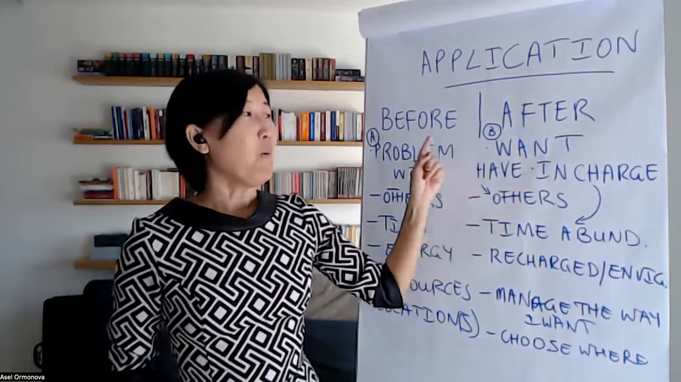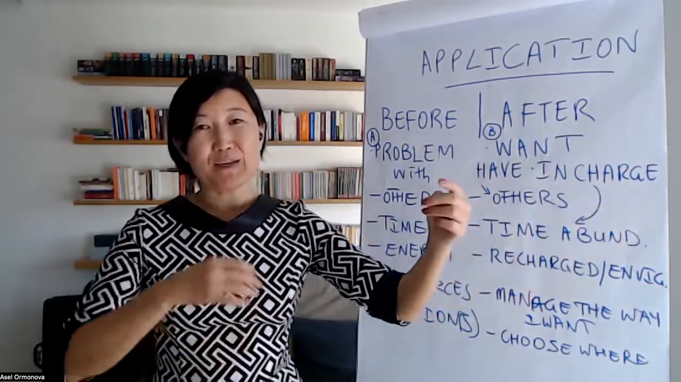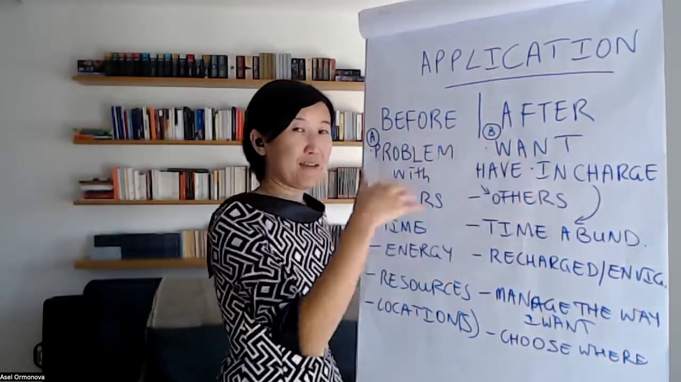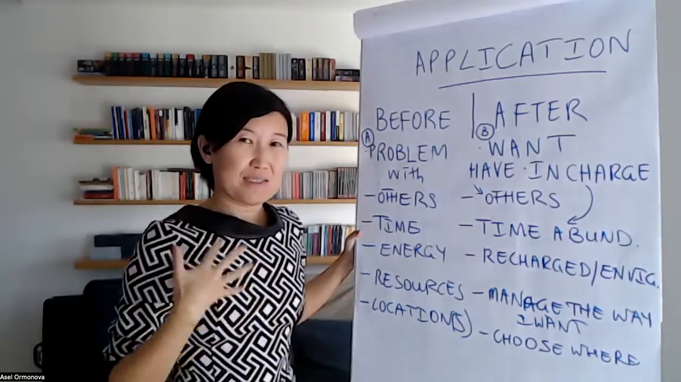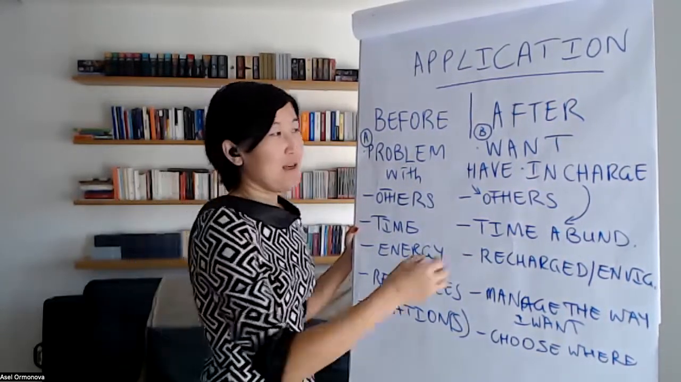Now, the after picture, like we said, is looking at what is it that I'm wanting to have, or what is it that I'm wanting to be in charge of, right? So it's important that we are very specific as to what is it that our heart is desiring, wanting, that we think we don't have now.